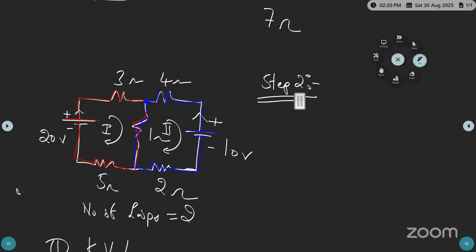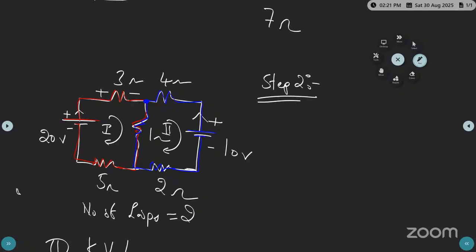Assign plus and minus symbol for individual elements by traveling in a clockwise direction for the loop 1, for the elements which don't have plus and minus symbol. That means here, see, I'm traveling in a clockwise direction. As a loop also I have drawn the same thing, right? Clockwise direction. By traveling in a clockwise direction, assign plus and minus symbol.